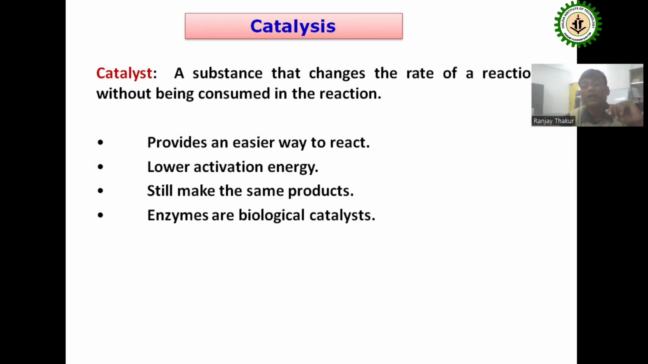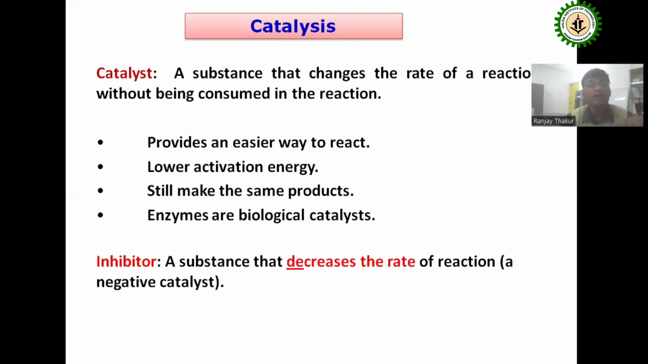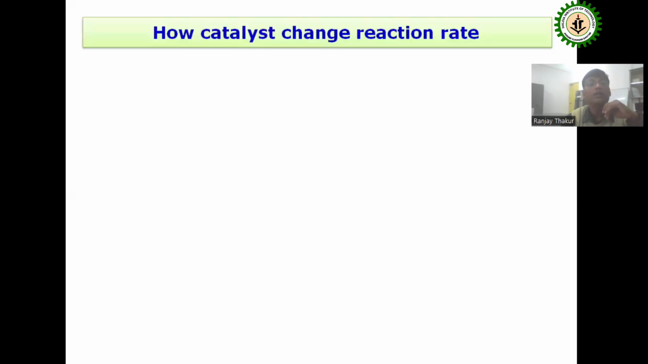An enzyme is called a biocatalyst, because its function is similar to that of an inorganic catalyst, but inside living organisms. So enzymes are biological catalysts. Besides that, an inhibitor is also called a negative catalyst: a substance which decreases the rate of reaction is called a negative catalyst.